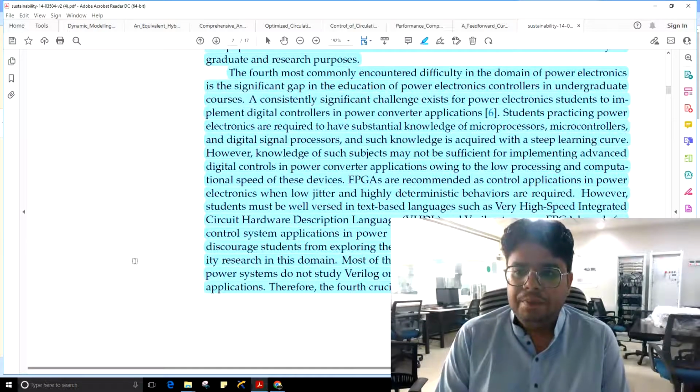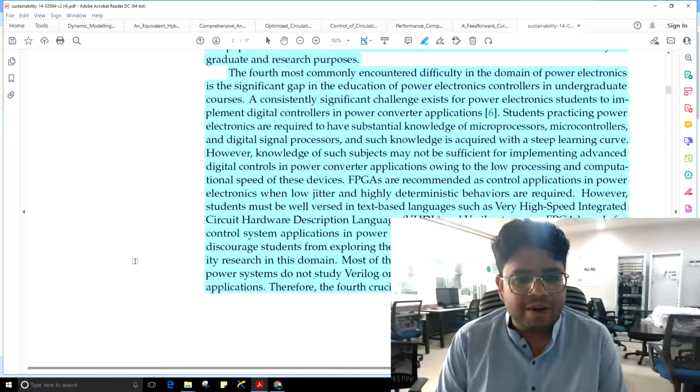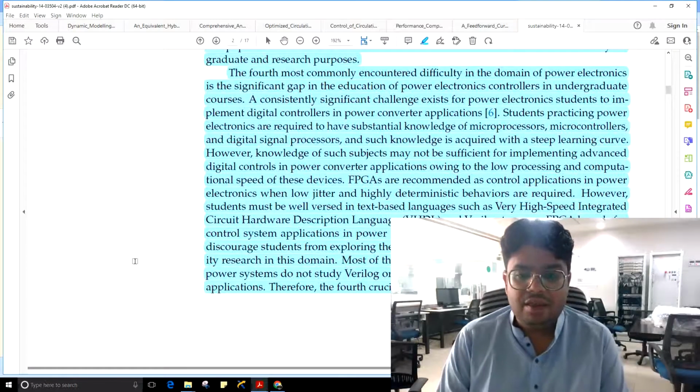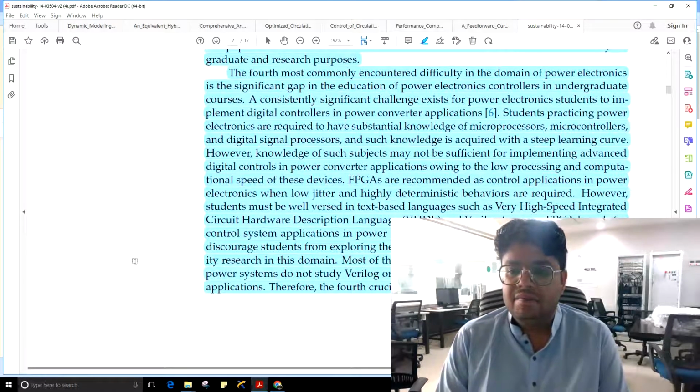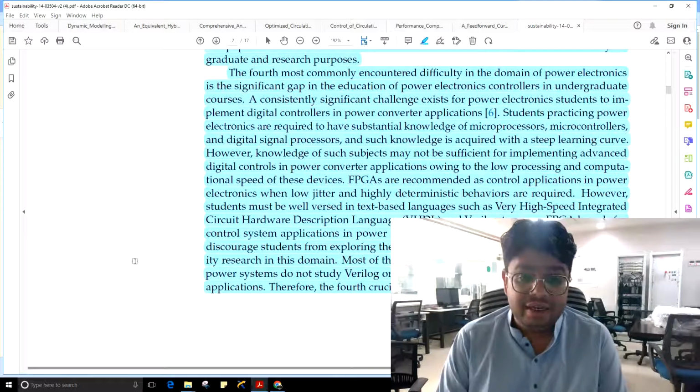The reasons are explained here. Students practicing power electronics are required to have substantial knowledge of microprocessors, microcontrollers and digital signal processors, and such knowledge is acquired with a steep learning curve. However, knowledge of such subjects may not be sufficient for implementing advanced controls in power converter applications owing to the low processing and computational speed of these devices.